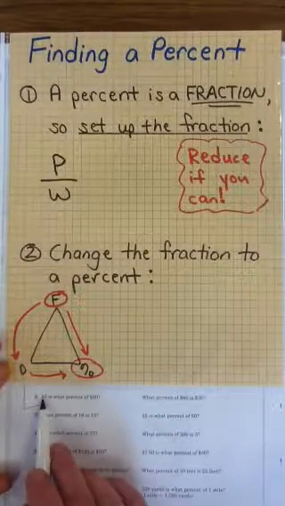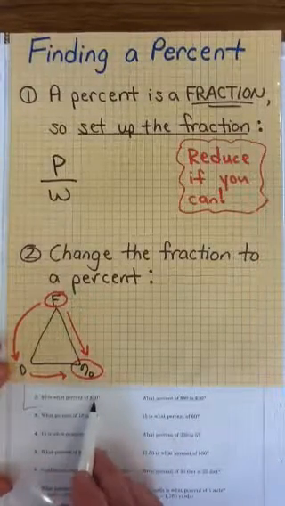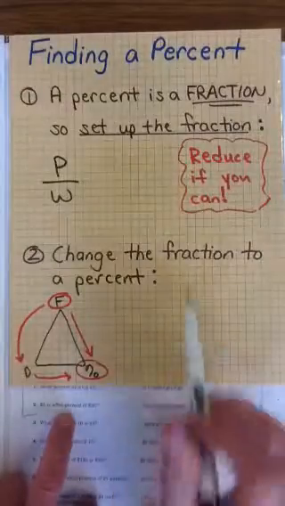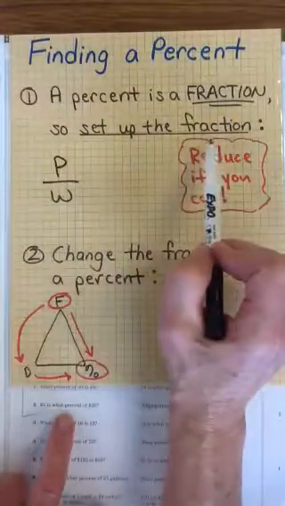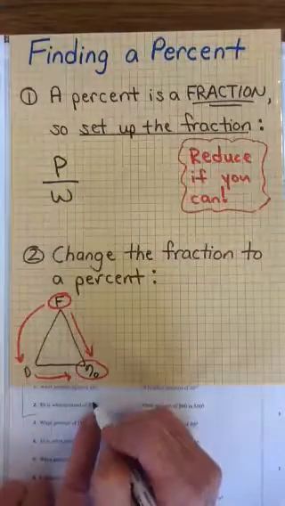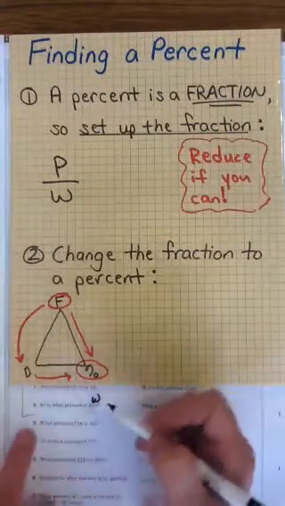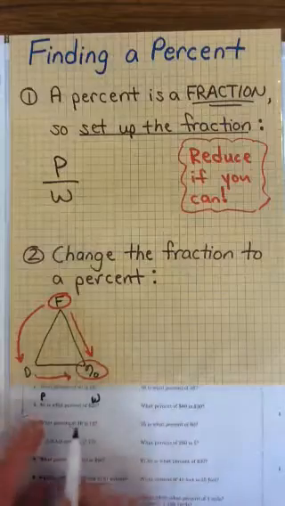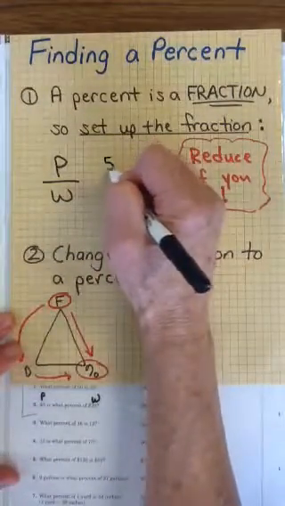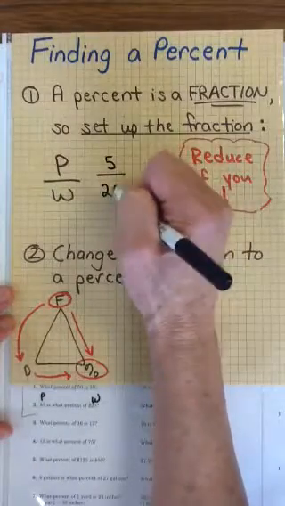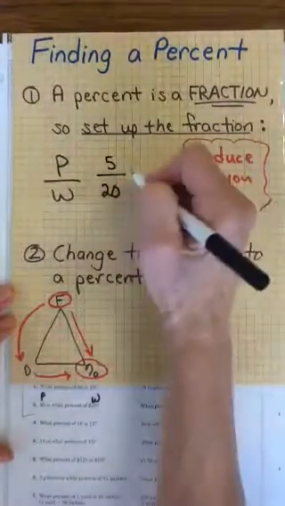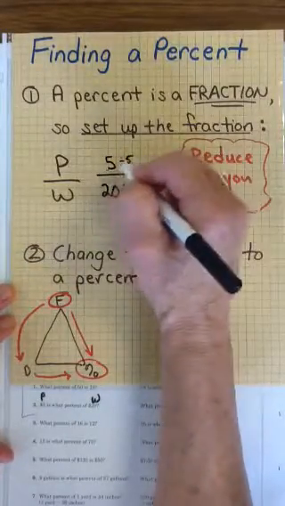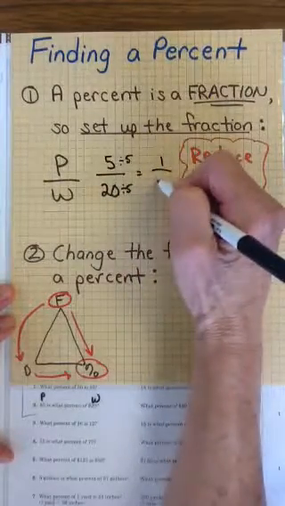On row 2, I have $5 is what percent of 20? Okay, we need to find the percent. A percent is a fraction, so we need to set up the fraction first. The 20 is the whole, that's the number coming after the of. The 5 is the part, that's the number next to the is. So part is 5, whole is 20. Now we reduce, if we can, and we can here. We can divide by 5 on the top and the bottom. 5 divided by 5 is 1, 20 divided by 5 is 4.